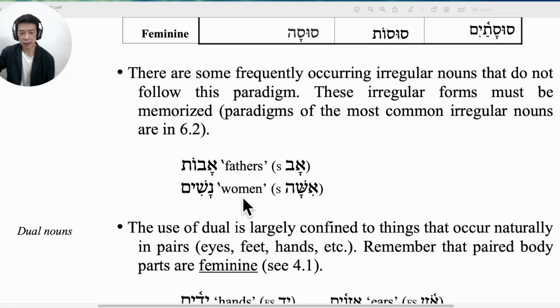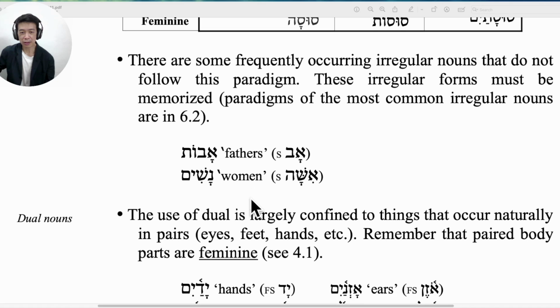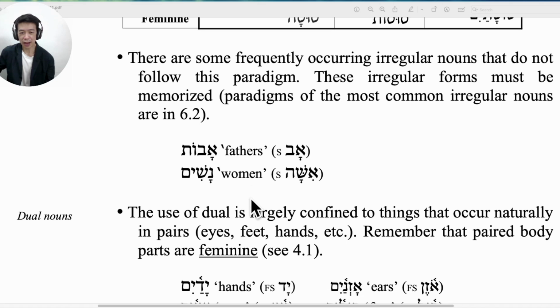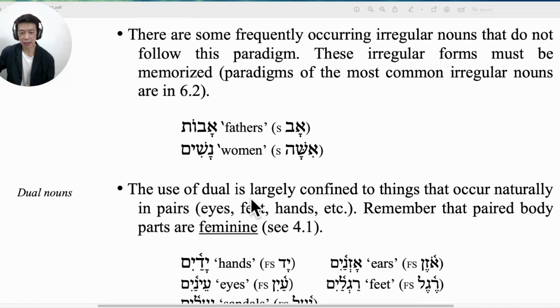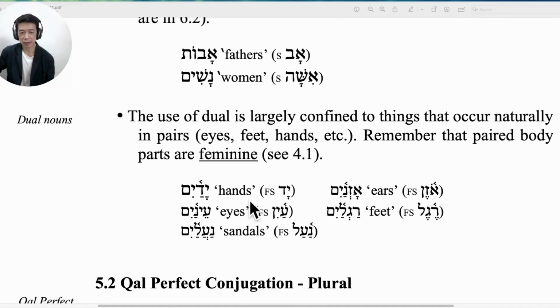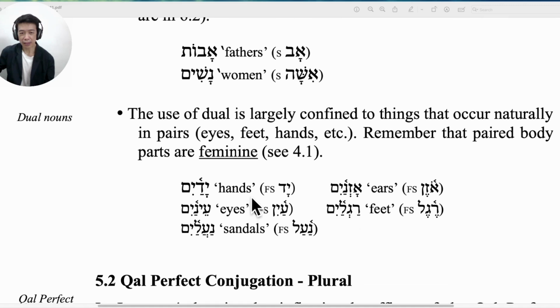The use of dual is largely confined to things that naturally occur in pairs. For instance, eyes, feet, hands, etc. Remember that paired body parts are feminine. So let's take a look at some examples. For hands, singular hand is yad. But for a pair of hands, it's yadaim. For eye, singular is ayin.